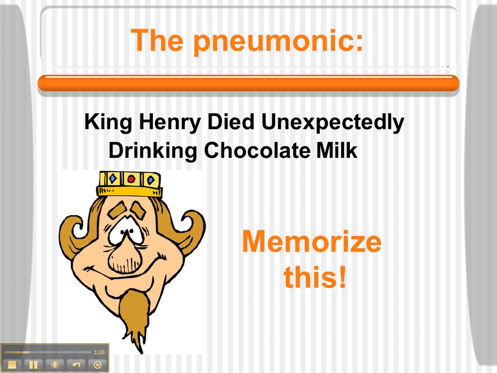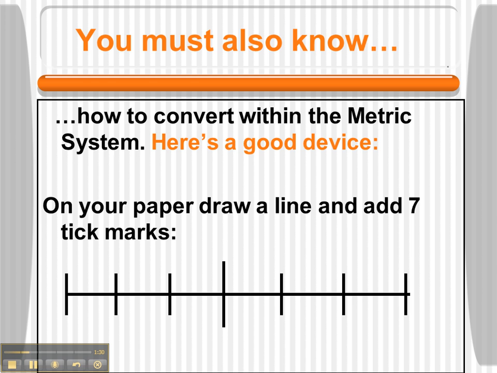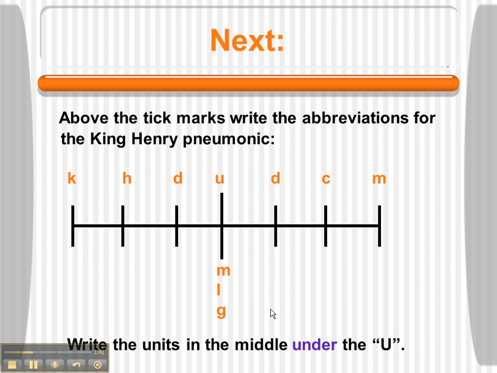You'll find many different mnemonics that are available to help you remember how to convert, and you'll see why that's important later. Alright, so here's how to convert within the metric system. A good thing to do is to create what this looks like here, sort of like a number line. You will have 7 marks on that number line.